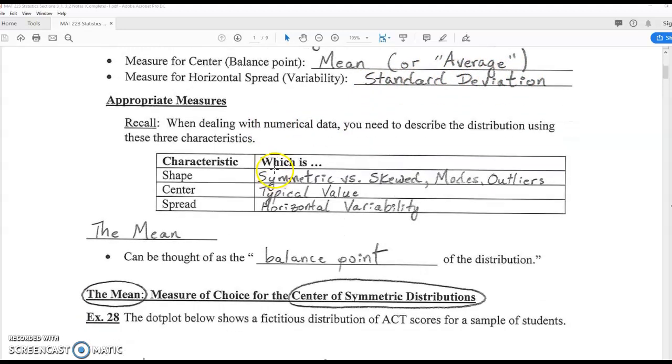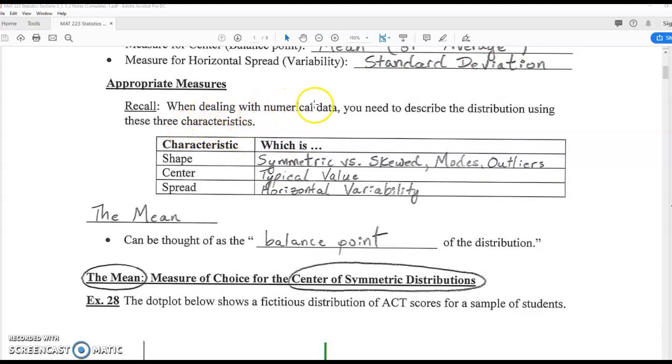Recall, when we're dealing with numerical data, you need to describe the distribution using 3 characteristics: shape, center, and spread. Shape is either symmetric versus skewed, and then are there modes? If there's one mound, it's unimodal. Two is bimodal. If there's more than 2, we call it multimodal. And then outliers: are there any data points that seem to be far away from all the others?